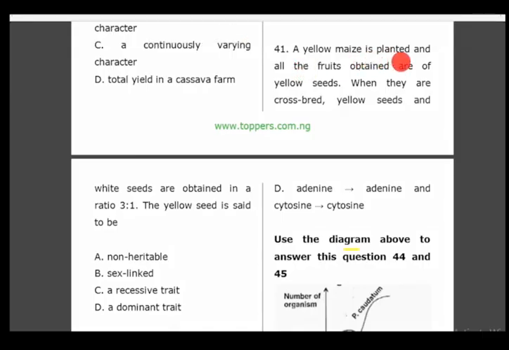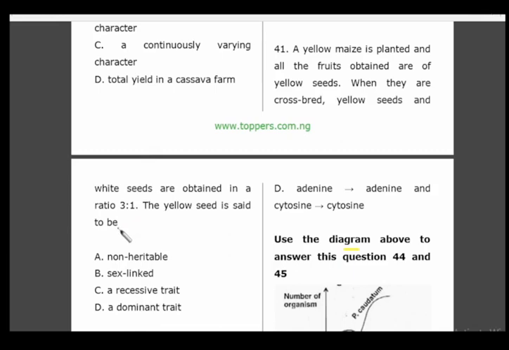A yellow maize is planted and all the fruits obtained are of yellow seeds. When they are crossbred, yellow seeds and white seeds are obtained in a ratio 3:1. The yellow seed is said to be. Now, in such a particular trait, when the yellow seeds keep appearing generation after generation, it is only telling us that the yellow seed is a dominant trait. So that is the answer.